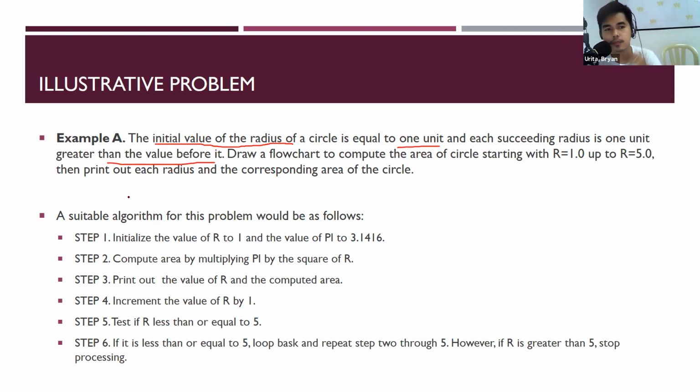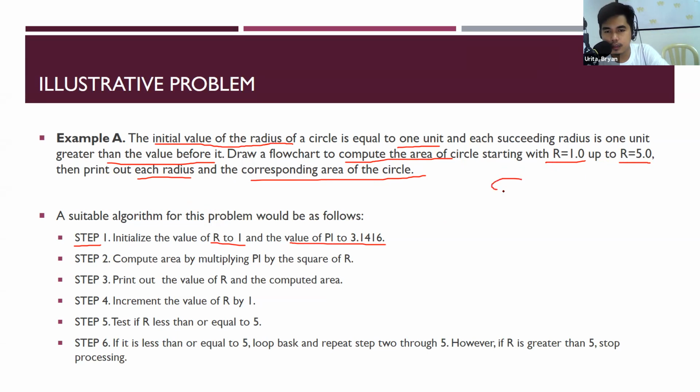Okay? 1 unit. Draw a flowchart to compute the area of a circle starting with radius equals 1 up to radius equals 5. And then print out each radius and the corresponding area of the circle. Okay, given is a suitable algorithm for that problem. Step 1, initialize the value of R to 1 and the value of pi to 3.1416.